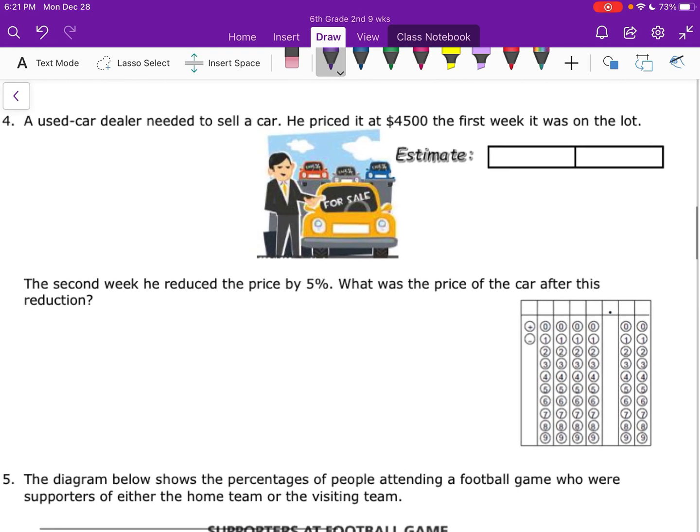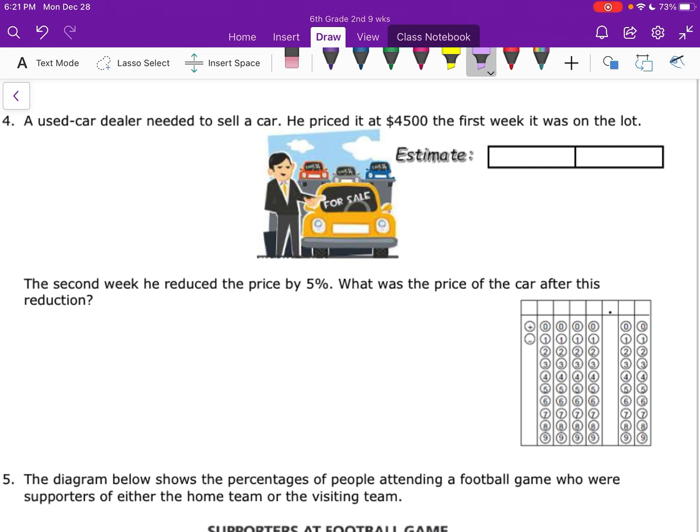All right, number 4. A used car dealer needed to sell a car. He priced it at $4,500 the first week it was on the lot. The second week, he reduced the price by 5%. What was the price of the car after the reduction?